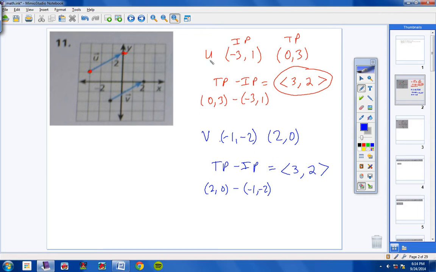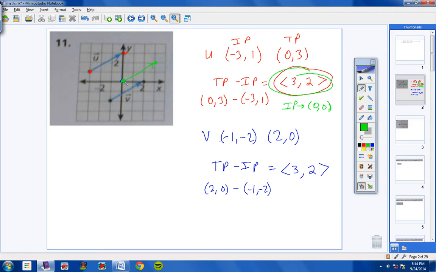I mean, u is going to start here. Let me get a different color. U is going to start here and go over 3 and up 2. Okay, so here's vector u. Just like that, okay? Remember, when you write a vector as an ordered pair, like we did right here, it's understood the initial point is always where? Y'all remember? 0, 0. Please don't forget that, okay? So, vector u, when you move it to the origin, is 3, 2, and vector v, when you move it to the origin, is 3, 2.